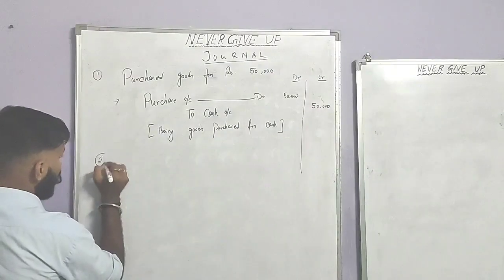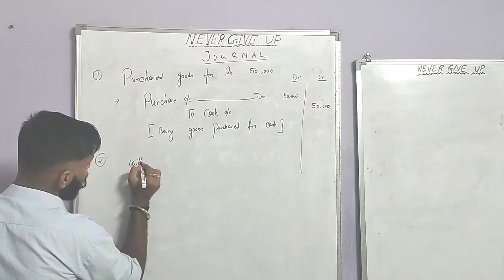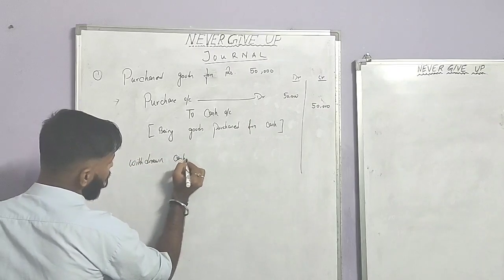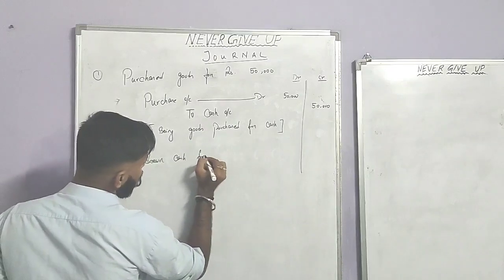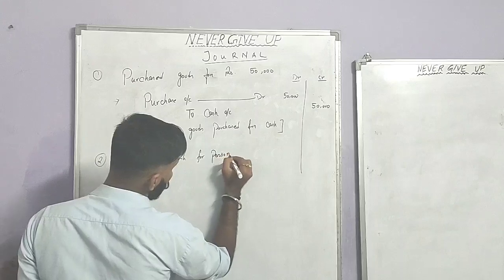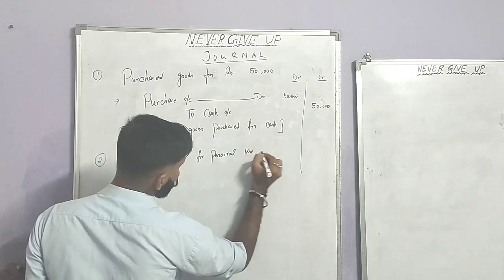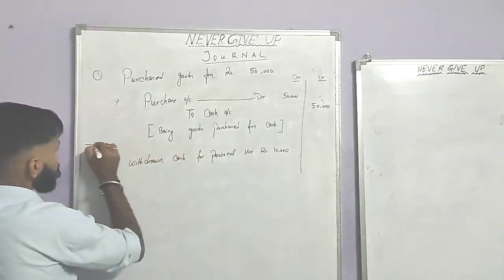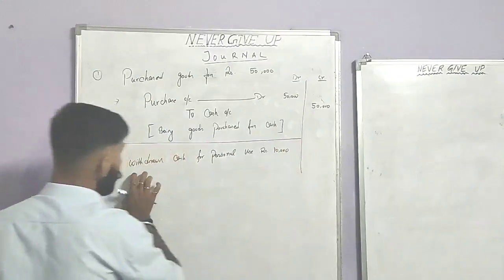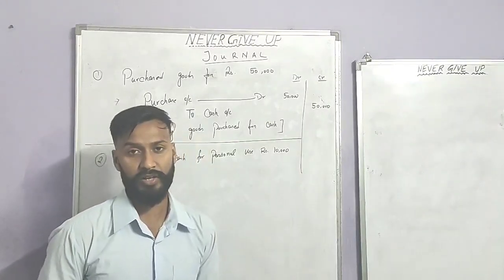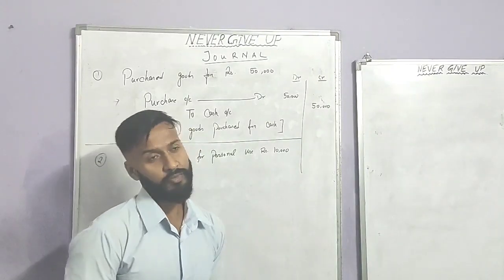Next journal is, suppose, withdrawn cash for personal use, rupees 10,000. Withdrawn cash for personal use, rupees 10,000. So this is the transaction.